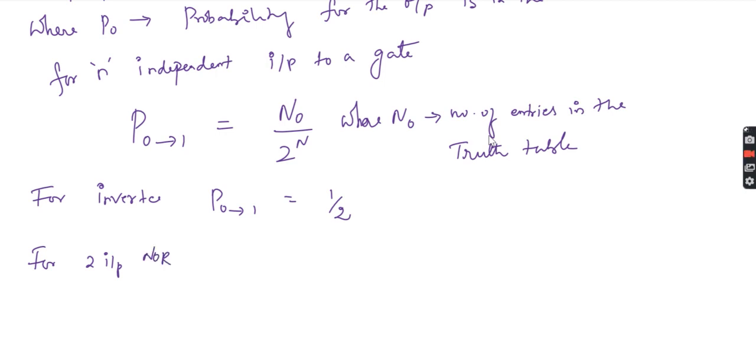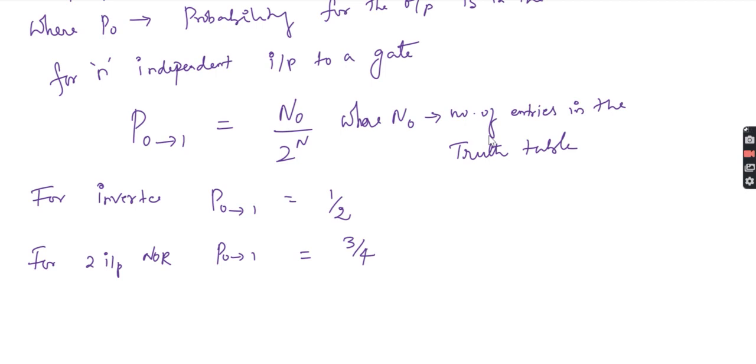NOR gate, now switching activity P0 to 1 is for the 2 input NOR gate. So number of entries will be 4, right? So possibility here is only 1. So we mentioned that it is only one state, the 0 state only we said, that is nothing but 3 by 4 for the NOR gate.